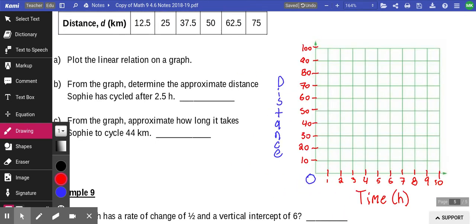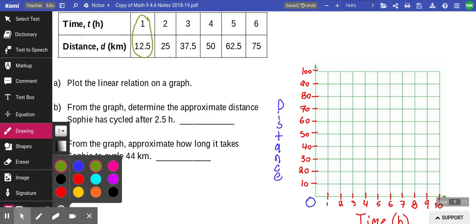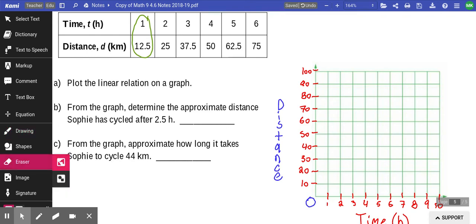We can now plot all these points. Remember, each x value has a y value, so that is a pair. When x equals 1, y is 12.5. I'm going to approximate it right there. That's a bad choice of color. Do not do green on a green graph. Right there. And that's just an approximation.